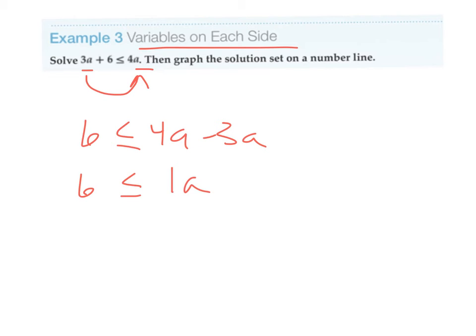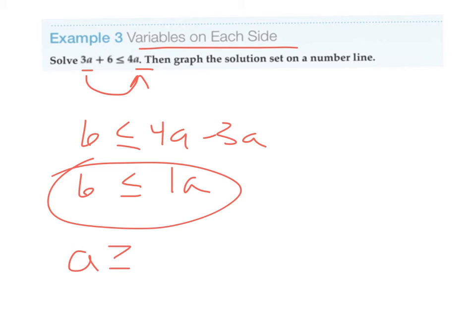Now, the problem with this type of inequality is that it's going the wrong direction, but we can flip-flop the inequality as long as the alligator still eats the bigger number and write it like this. And the reason we want to do that is if we're going to graph it on a number line, we want to have the letter on the left because we can go to the 6.